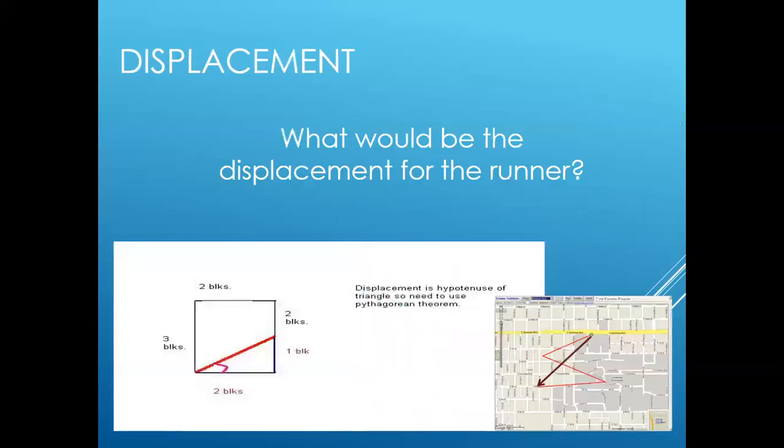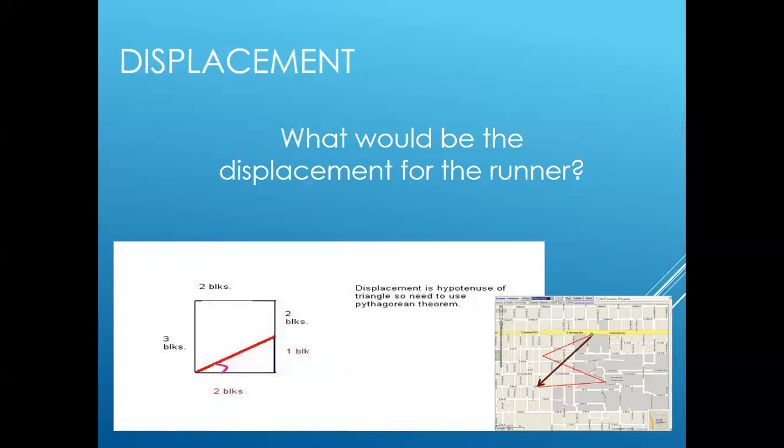So if we look at our runner again, and they went the 3 blocks north, 2 blocks east, and 2 blocks south, their displacement is simply the straight line distance from where they started to where they finished. So in the case of this runner running around the block, the displacement would be the hypotenuse of the triangle. Okay, so displacement typically ends up being something we have to calculate using the Pythagorean theorem.